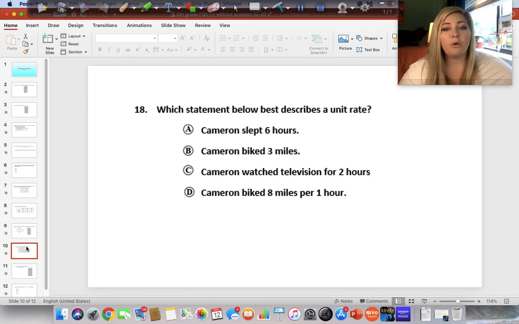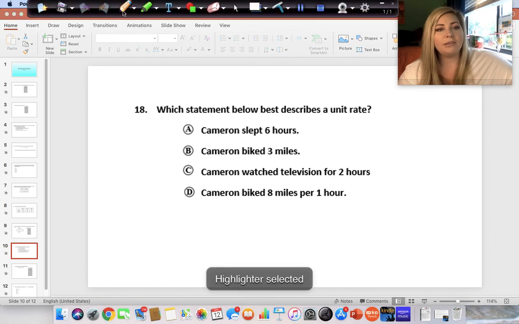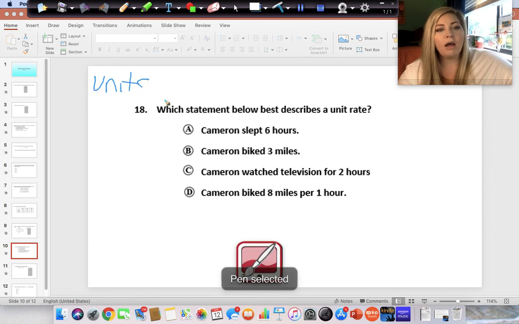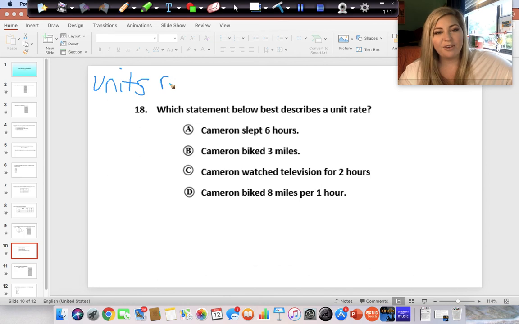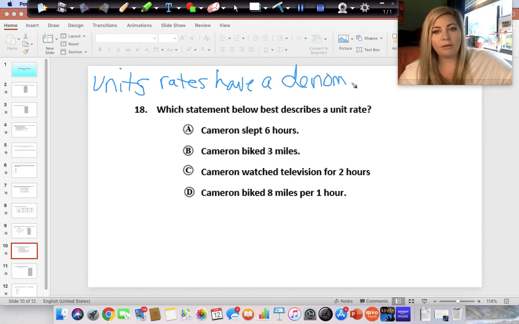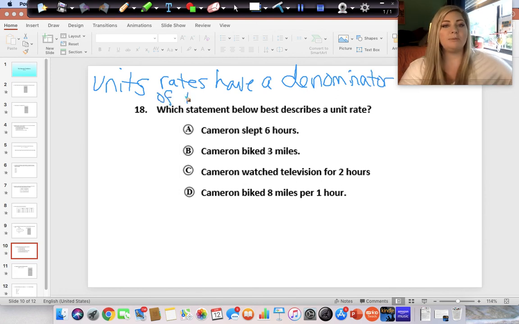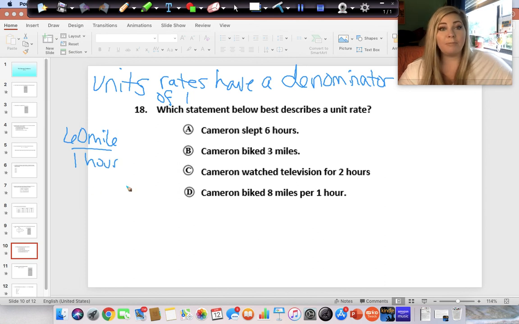Okay, which statement below describes a unit rate? Remember, unit rates have a denominator, which is our bottom number, right, of 1. So all of the denominators need to be 1. And for example, let's do like 60 miles in 1 hour. See, our bottom number is 1.